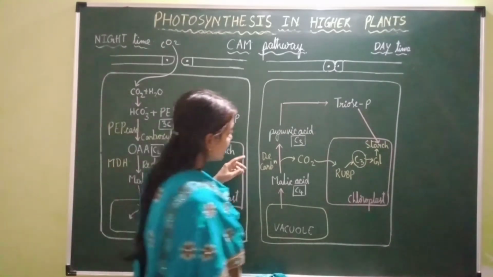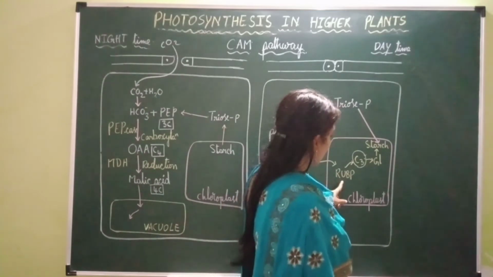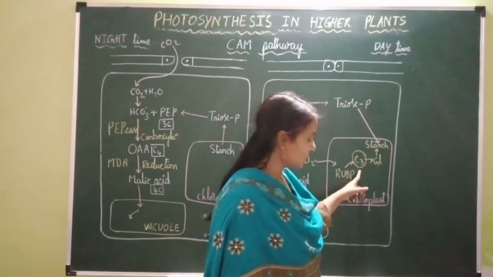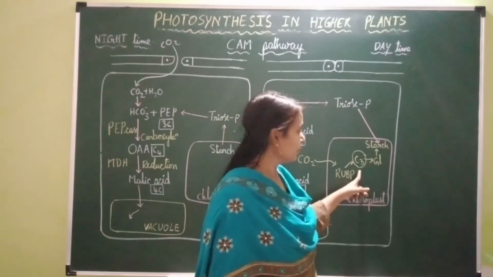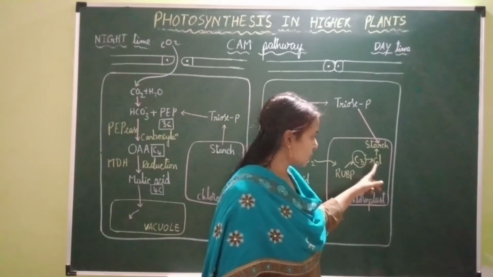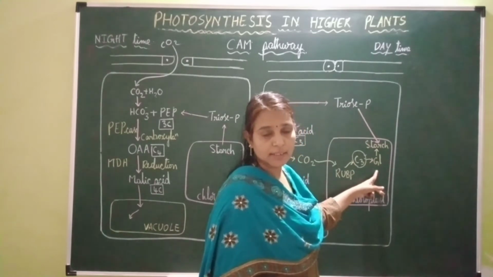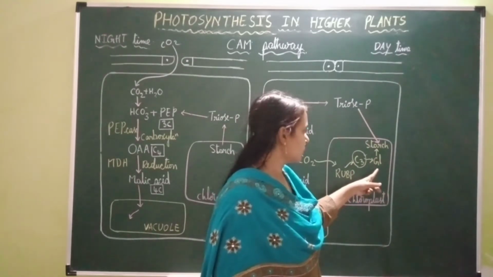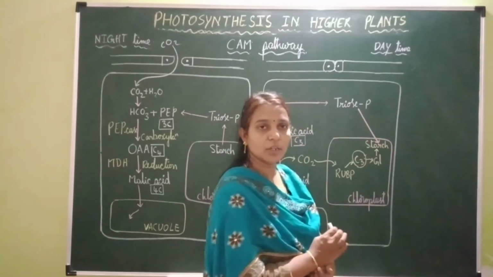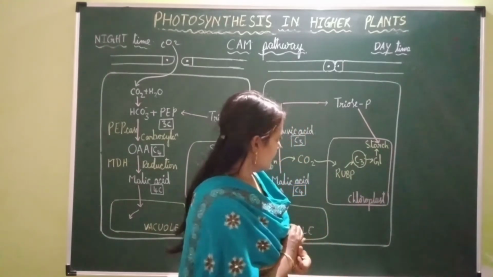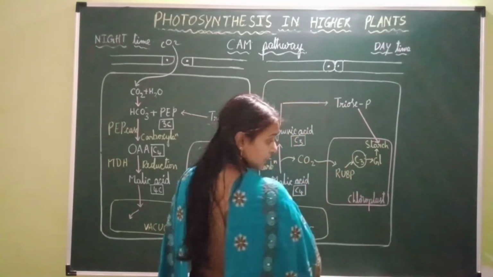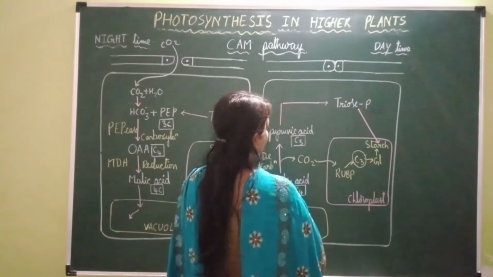Okay, so here now, as the second carboxylation occurs, it proceeds into the C3 pathway through which glucose, a hexose sugar, is synthesized. After synthesis of more glucose molecules, they undergo polymerization into starch. This starch is formed during daytime, that is, synthesis of sugar occurs during daytime.